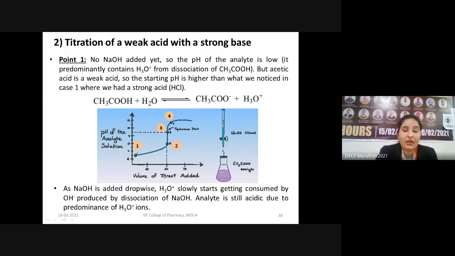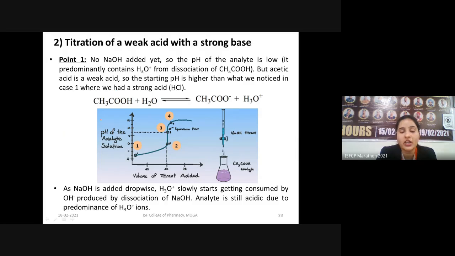But the difference between the two graphs is that in the previous graph we were dealing with a strong acid. Here we are dealing with a weak acid. So the strong acid dissociates itself completely into H positive ions, whereas acetic acid, being a weak acid, will only partially dissociate itself into H positive ion and acetate ion.